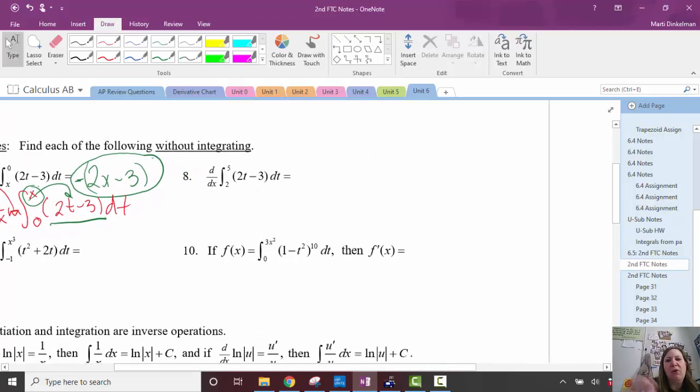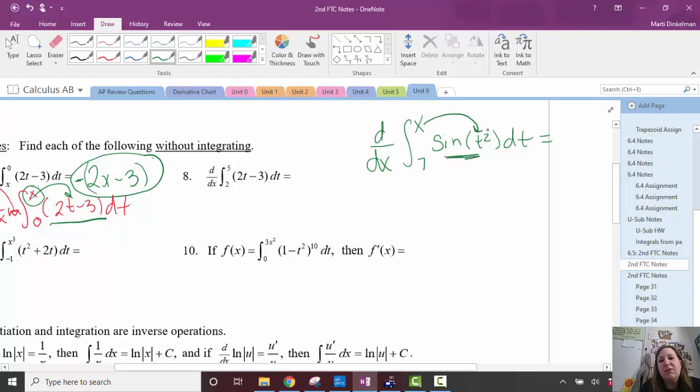Okay, let me just make up one more. If I asked you to take the derivative of the integral from, let's say, 7 to x, and let's say it's a little bit of a crazier function, so sine of t squared dt, something we actually don't know how to find the antiderivative of. What I'm telling you the answer is just this original function with an x plugged in, because the derivative and the integral are basically inverse operations and should cancel each other out. We should just get the original function.